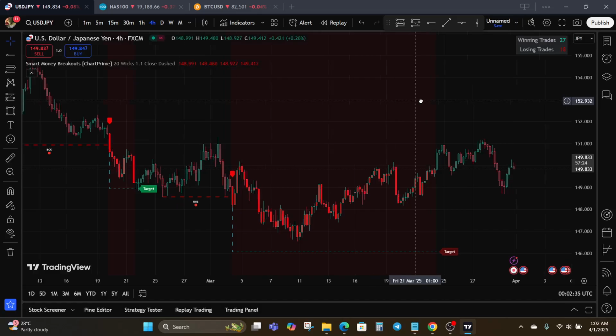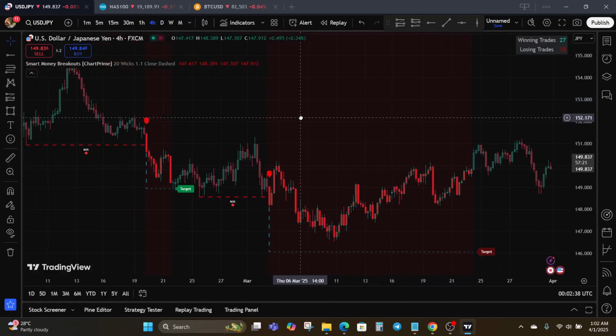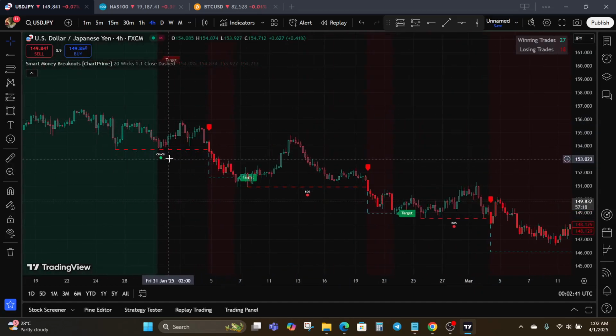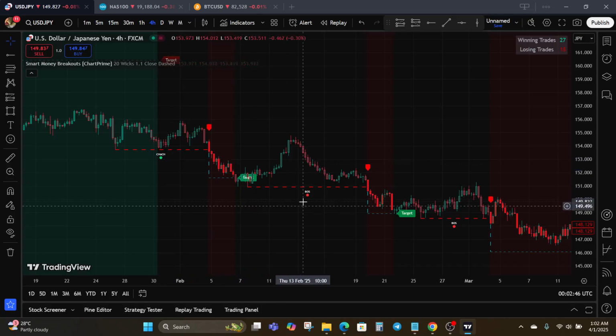So the CHoCH marks the first sign of a potential trend reversal, while the BOS confirms that a new trend is forming. So these signals allow traders to enter the market at the right moment before big moves happen. With this indicator, you can avoid weak signals and focus on the breakouts that actually matter. So what exactly are the CHoCH and the BOS, and why are they important?